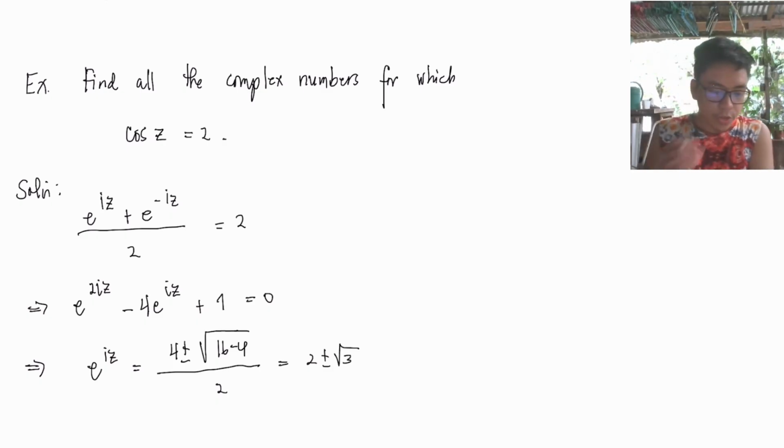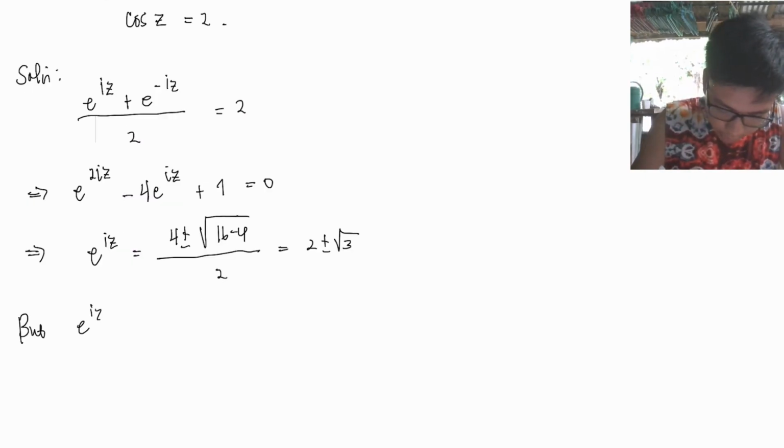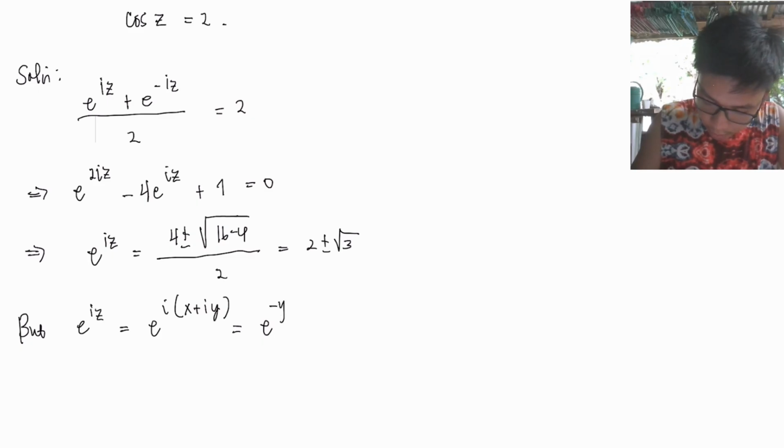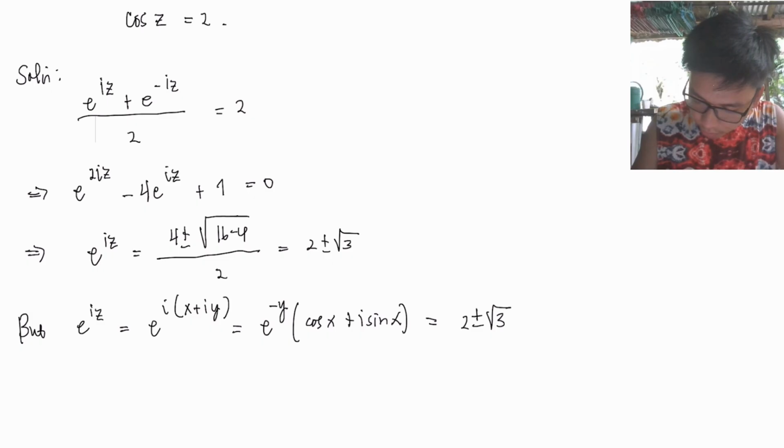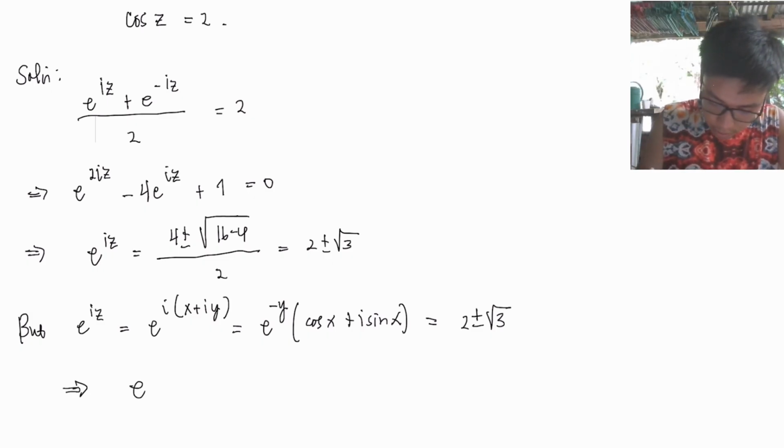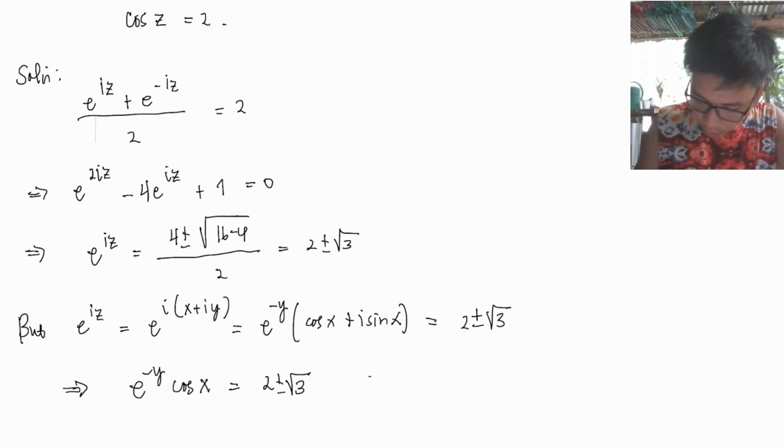If you have any questions or clarification, you can comment down there. Let me double check. Yes, that's it. But remember, e to the iz, I can write as e to the i times x plus iy. And so I have e to the negative y times cosine x plus i sine x. And remember, this is equal to 2 plus or minus square root of 3. So this simply tells us that e to the negative y cosine x is equal to 2 plus or minus square root of 3, and e to the negative y sine x is 0.